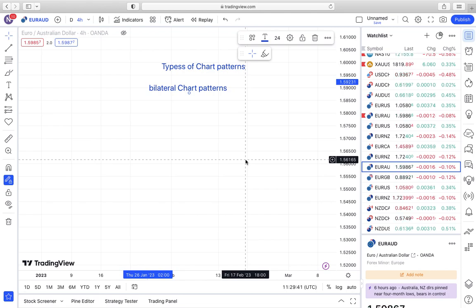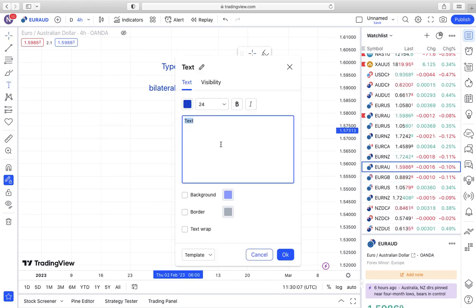We have been talking about the types of chart patterns, and we talked about continuation chart patterns. We talked about reversal chart patterns and how to trade them. Today we want to talk about bilateral chart patterns, which is the last chart pattern we are going to talk about. Then we will be done with chart patterns, and we move to candlestick formation. You can do one on trade psychology.